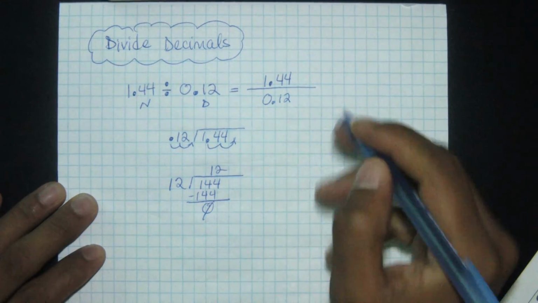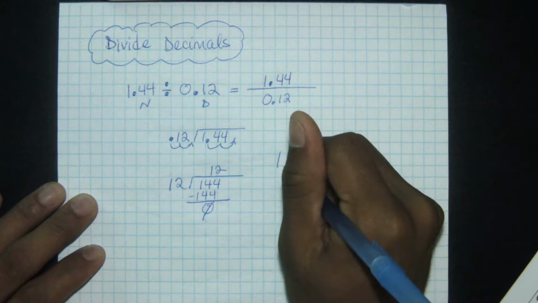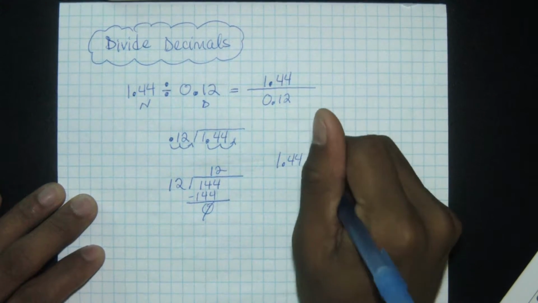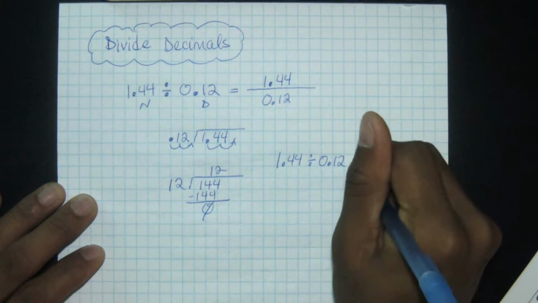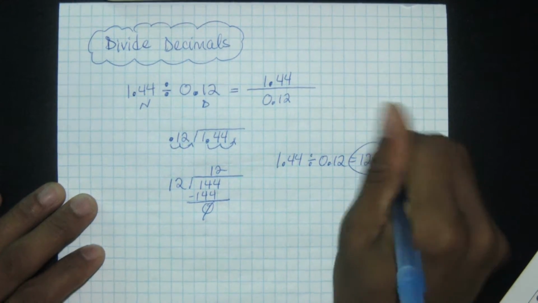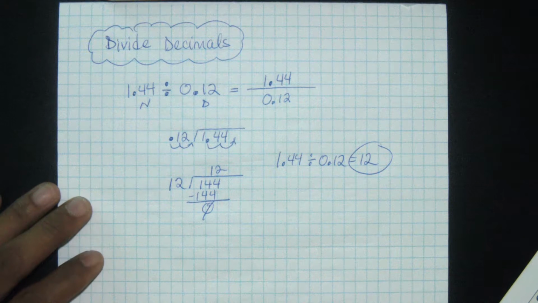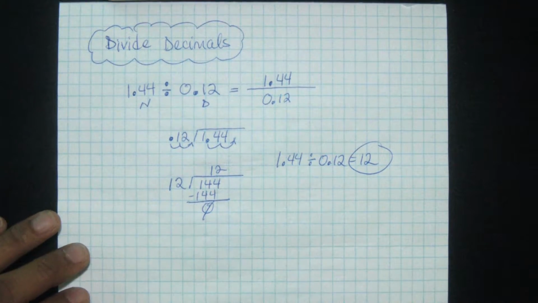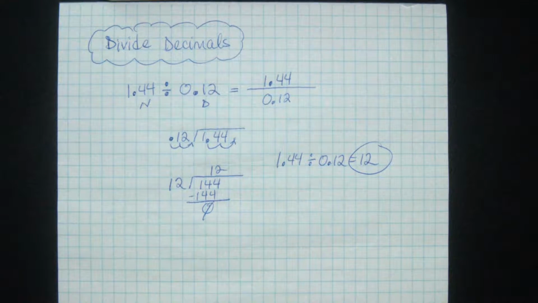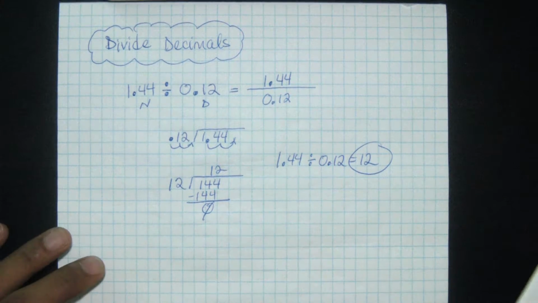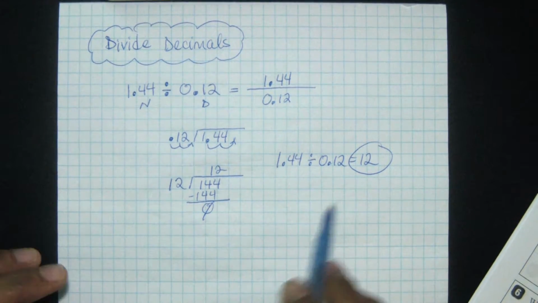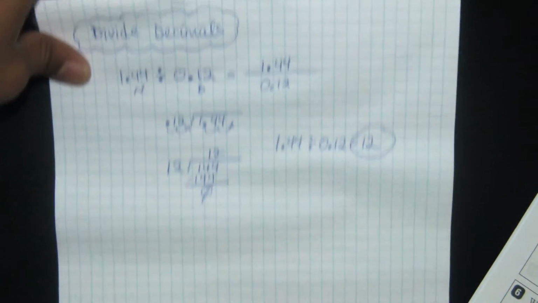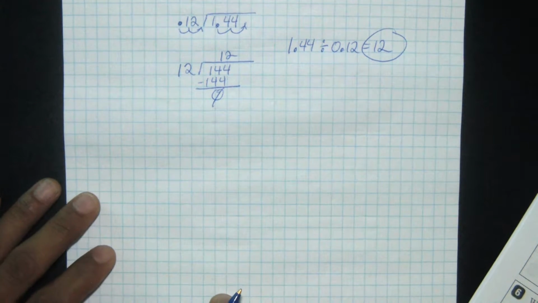So our answer to this problem, 1.44 divided by 0.12, is 12. Final answer. Okay? Let's take a look at another division problem real quick. As a matter of fact, let's take a look at this one here, because I want one that we actually have to do some work on. This one was quick and to the point. So let's take a look at when it's not so quick and to the point.